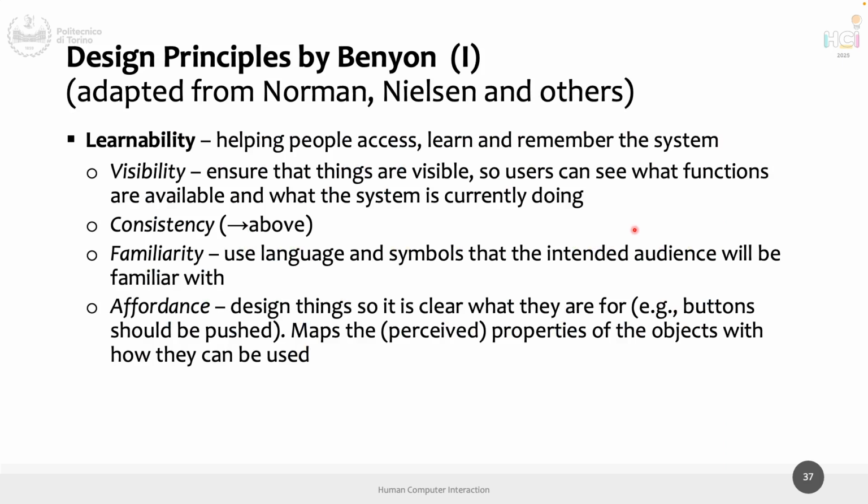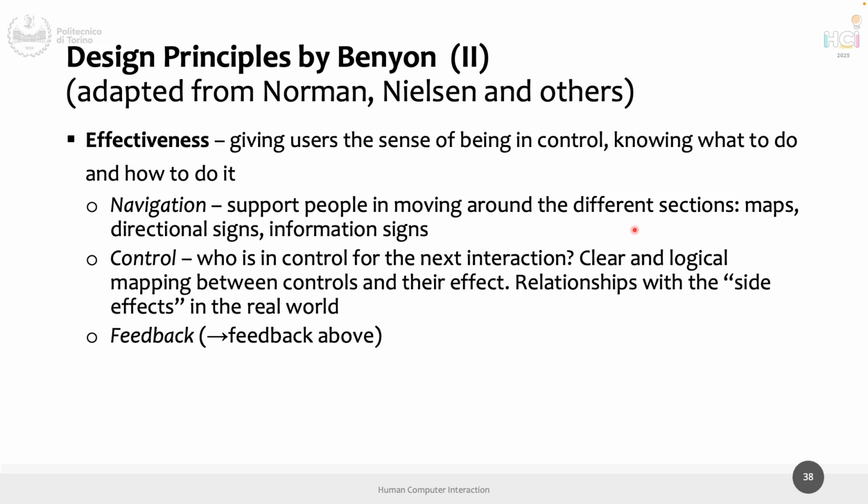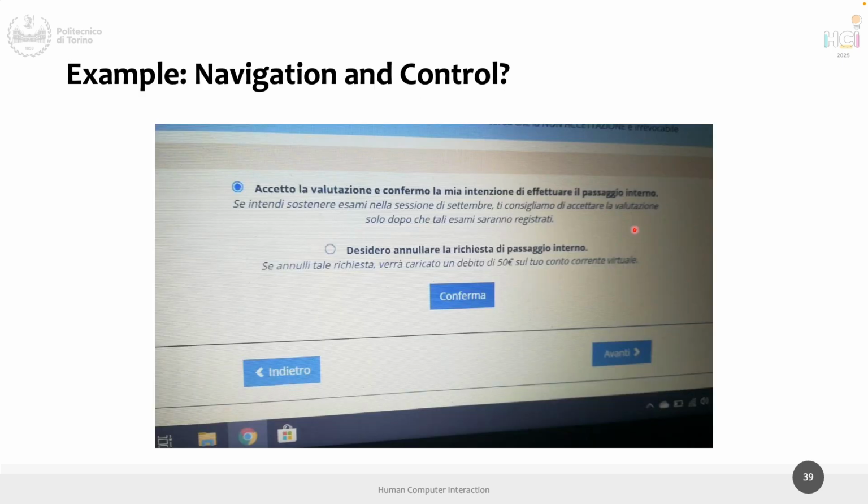Then there are, here in the slides, other design principles, but more or less they overlap. So Benyon would say that there is learnability as a principle that brings with it visibility of the system state, which we already said, consistency above familiarity, recognition, affordance, we already talked about affordance a couple of weeks ago, effectiveness in terms of feedback, again, navigation, maps, signs, etc., and control. Who is in control? And we already had a principle from before.